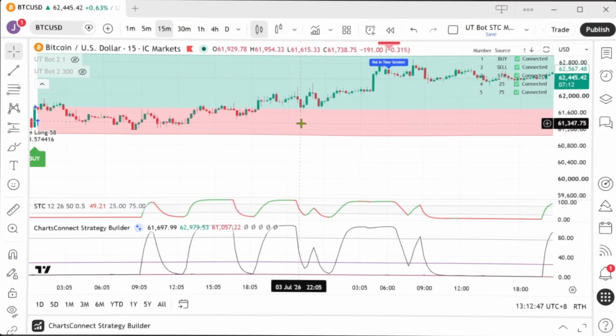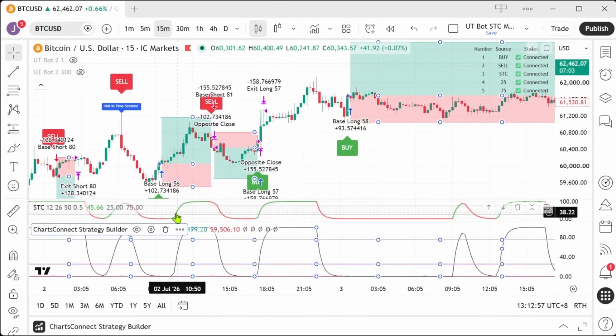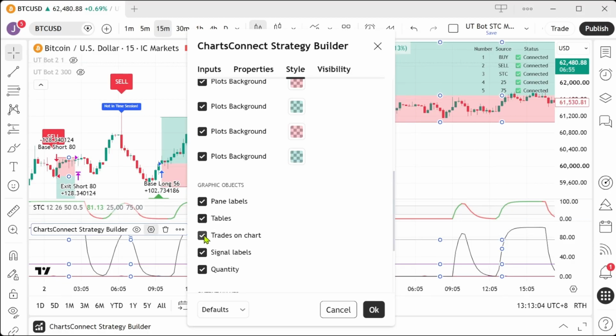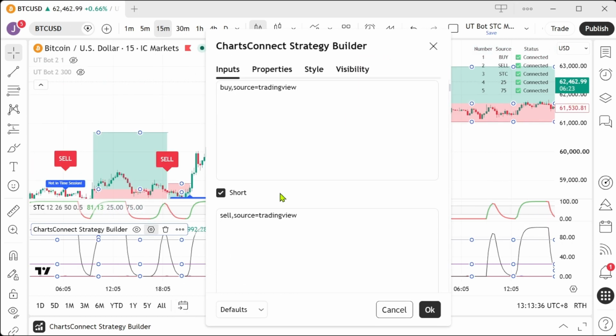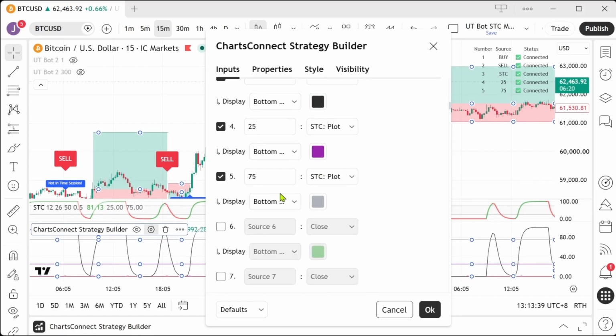2 conditions per trade. Now let's go to style and clean up the chart. Uncheck the trades on chart and quantity. Otherwise, you will be overwhelmed with too much information on the screen. Now the screen looks cleaner. Back to settings. And this is where Strategy Builder lets us simulate actual trading conditions.